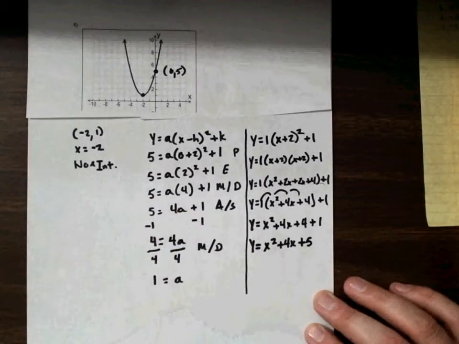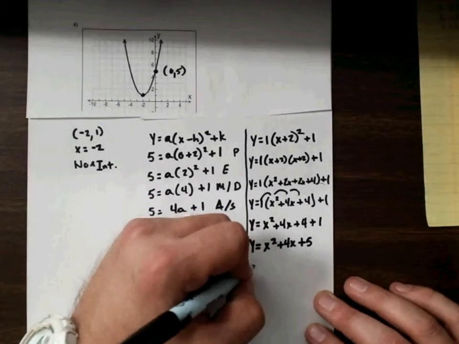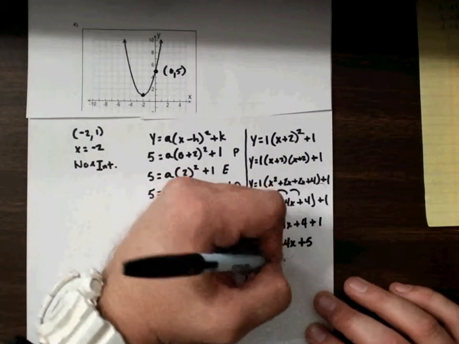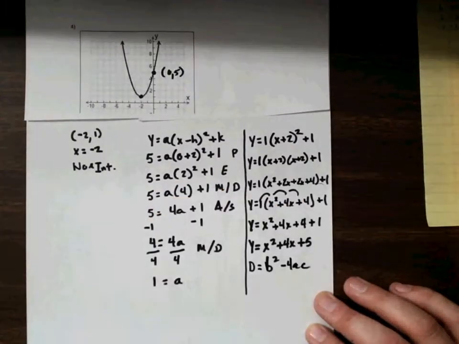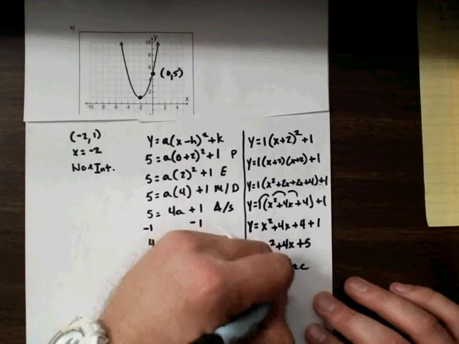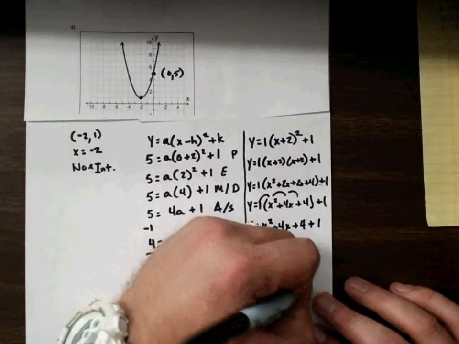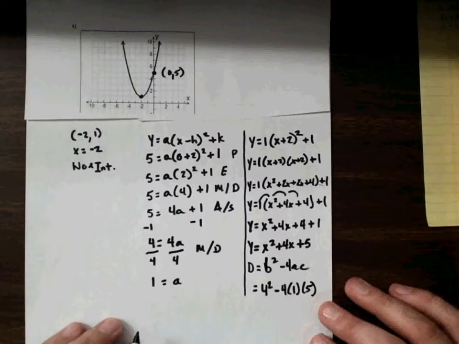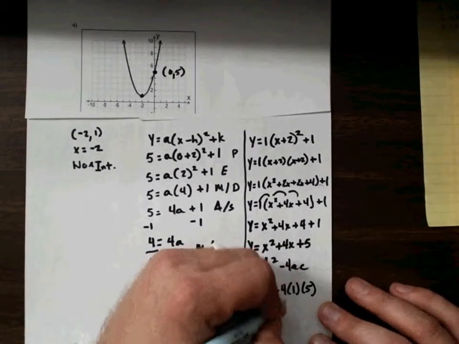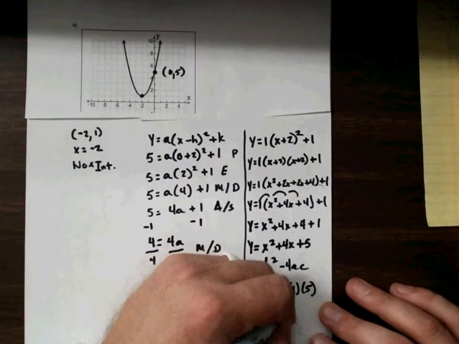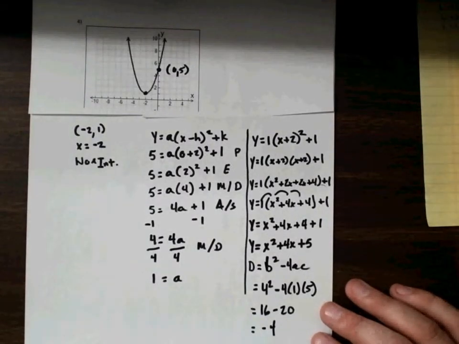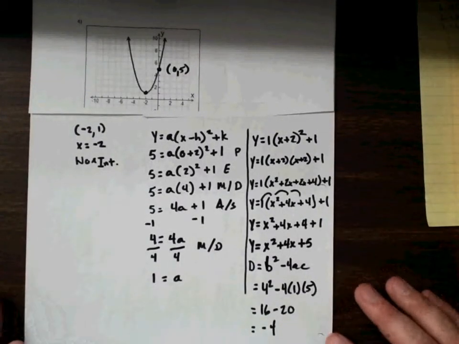I'm going to plug it into the discriminant, which is d equals b squared minus 4ac. And what I'm going to get is b squared, which is 4 squared, minus 4 times a, which is 1, times c, which is 5. That's going to be 16 minus 20, which is going to be negative 4. Okay? Negative 4.